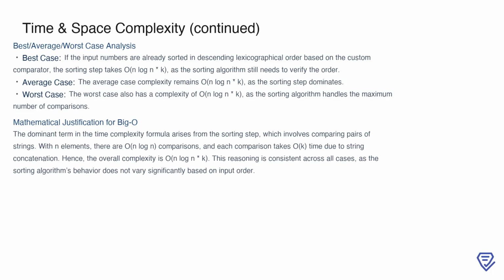To mathematically justify this, note that the dominant term arises from the sorting step. With n elements, there are O(n log n) comparisons, and each comparison takes O(k) time due to string concatenation. This holds true regardless of the input order, making the complexity consistent across all cases. This efficient sorting-based approach is what enables the solution to scale well compared to brute force methods.